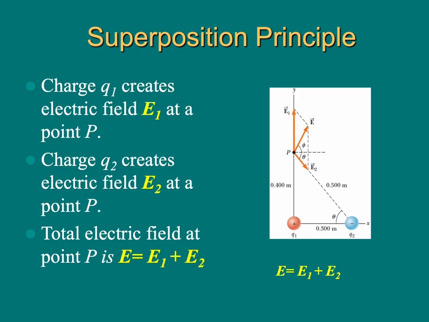Just like electric force, electric field also satisfies superposition principle. In this example, we have charge Q1 and Q2. Charge Q1 will create electric field E1 at position P. Charge Q2 will create electric field E2 at position P. The total electric field at position P would be the sum of E1 and E2. Now again, remember, E1 and E2, they are all electric field, so they are all vectors. If we want to add two vectors, we have to do vector sum.